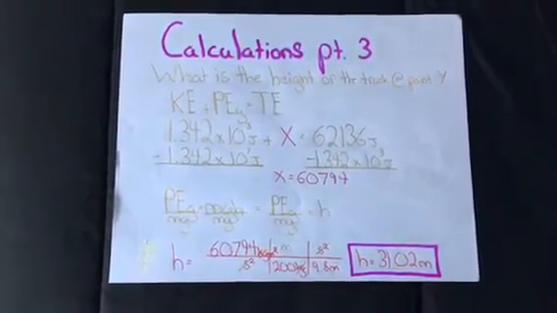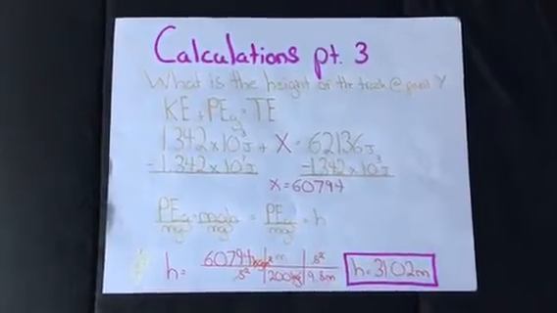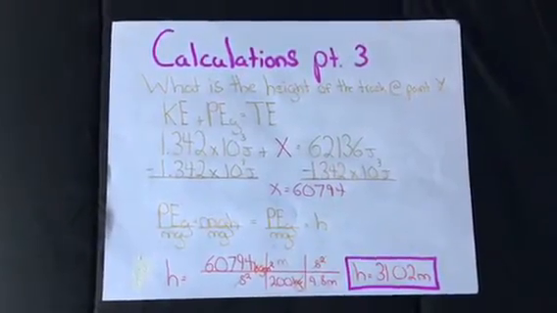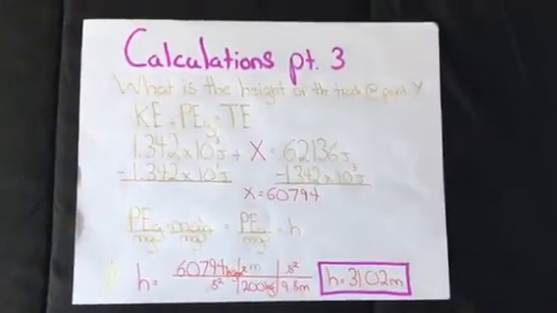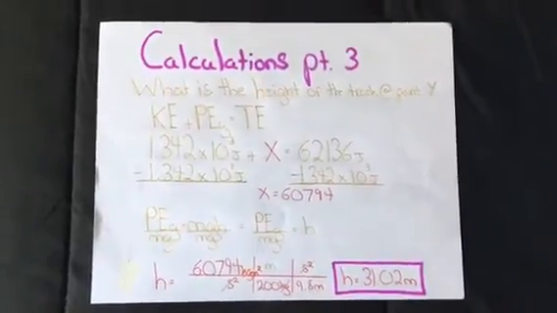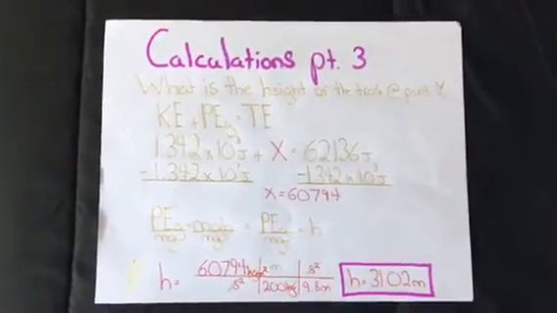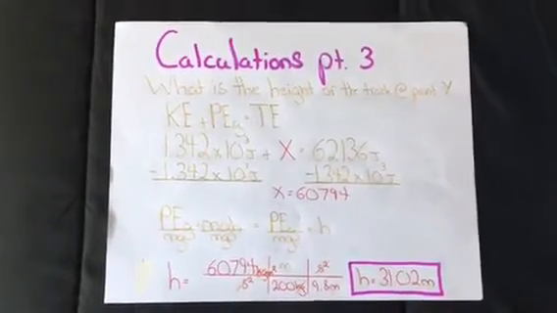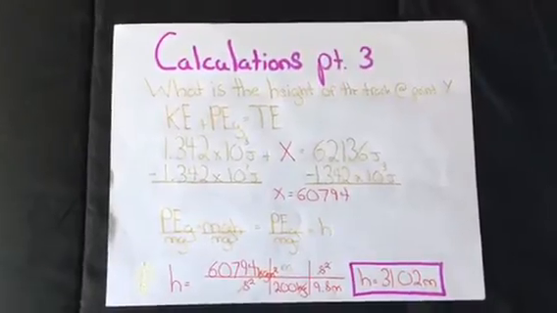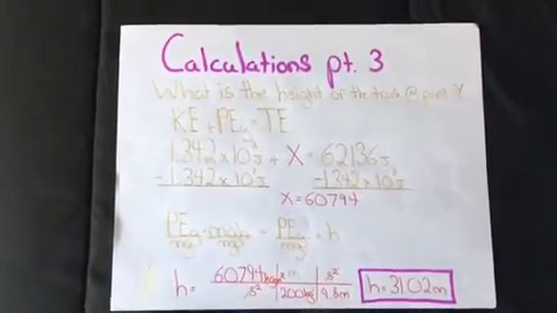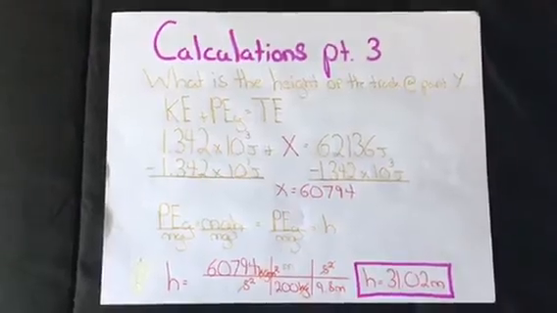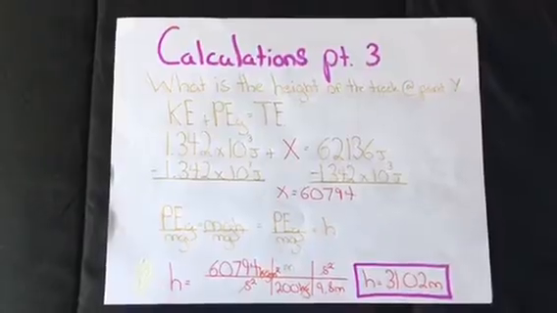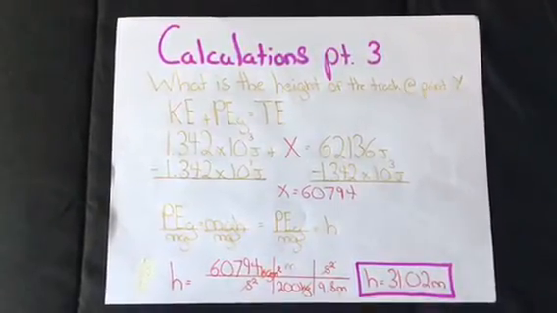So when substituting in the numbers, 1.342 times 10 to the third joules is the kinetic energy at point Y, plus x, equals the total energy, 62,136 joules. So to get the x by itself, we would subtract 1.342 times 10 to the third joules from both sides and get the potential gravitational energy to equal 60,794 joules.